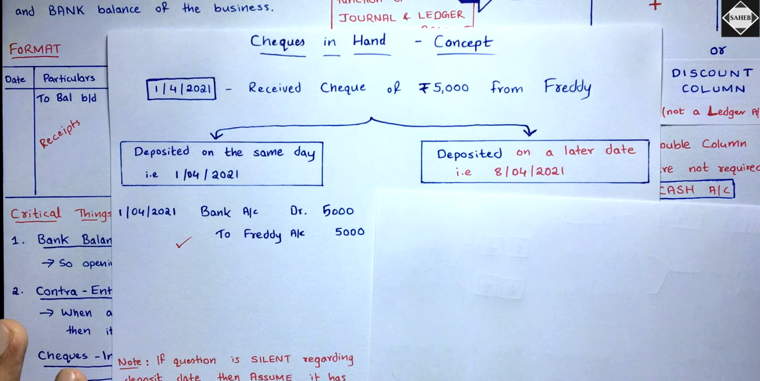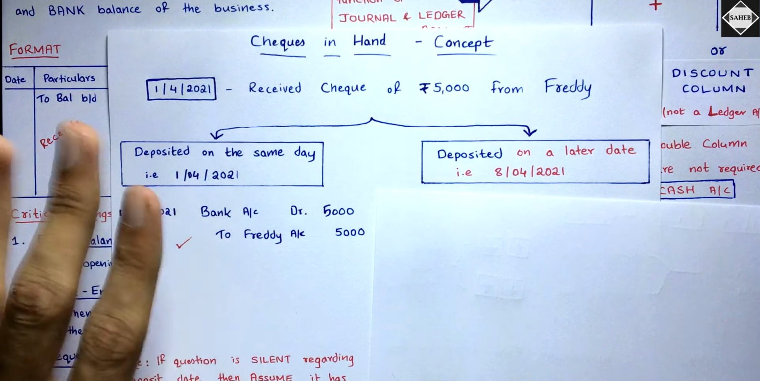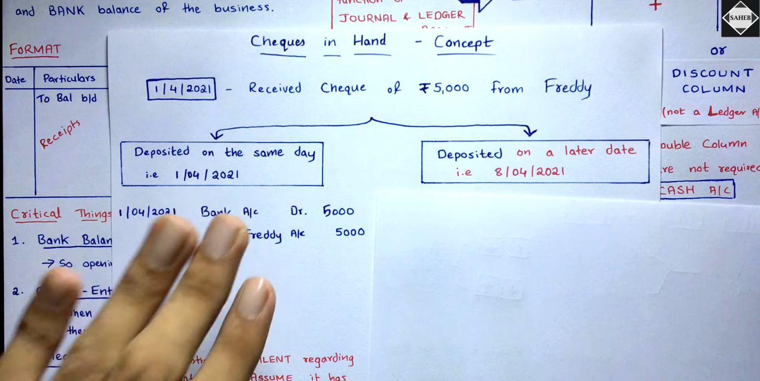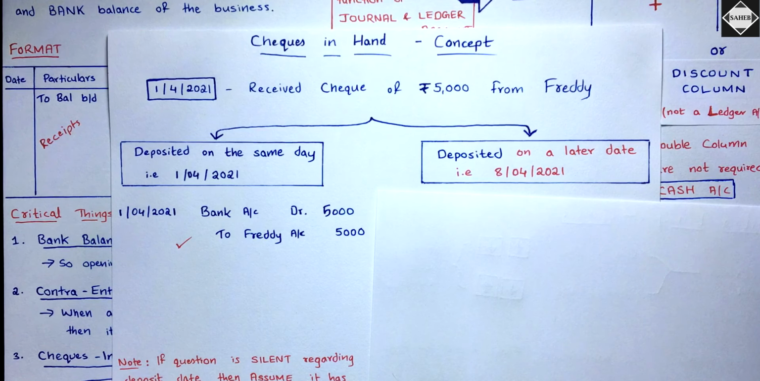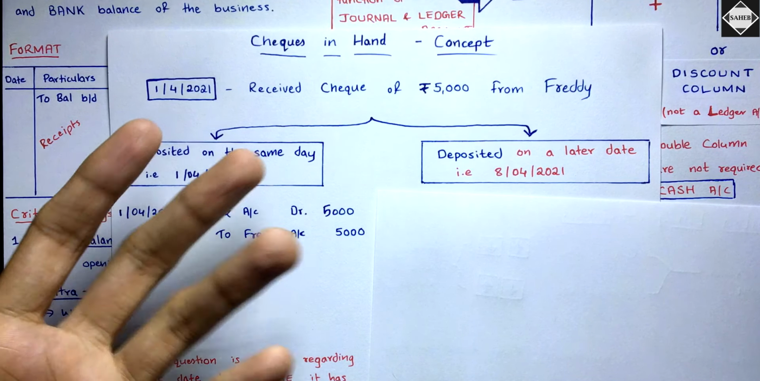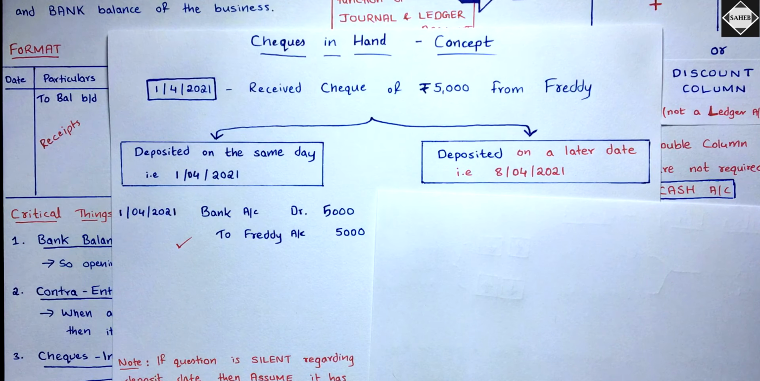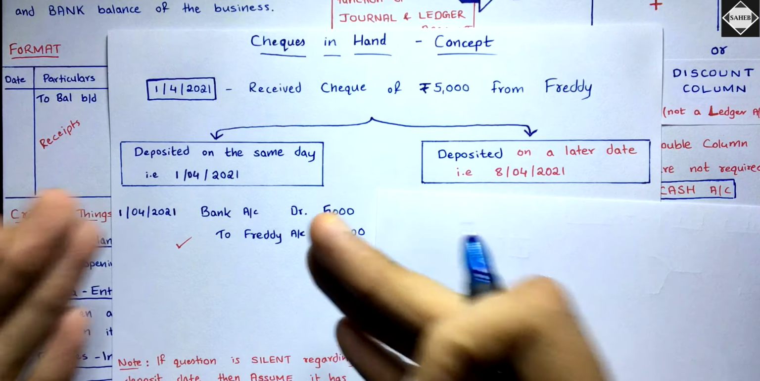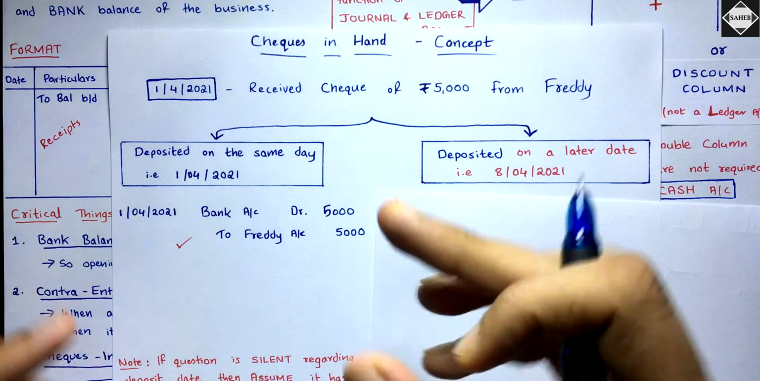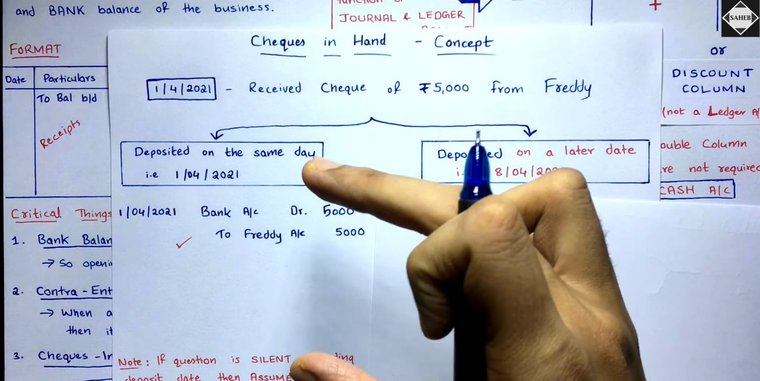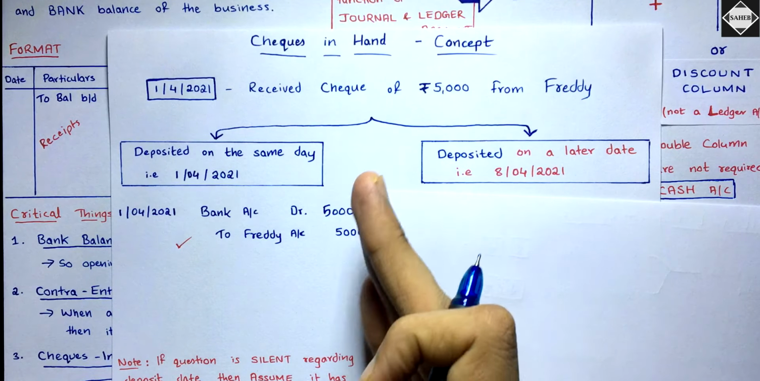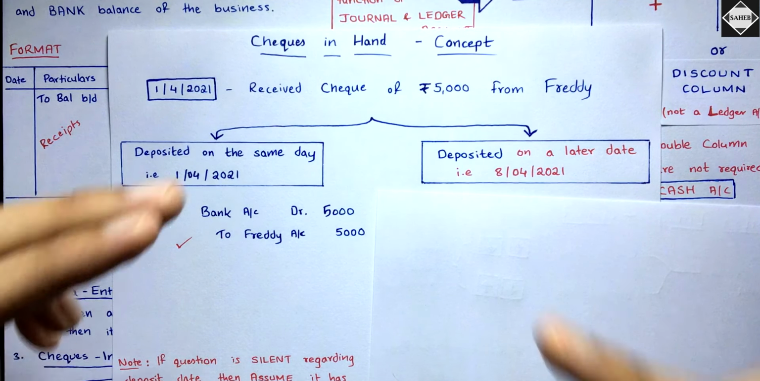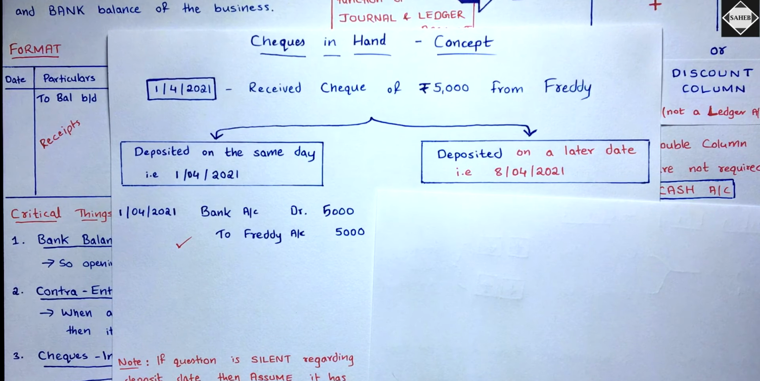Now tell me, if we are preparing the subsidiary books, then will we record this transaction in the cash book? Will we record this? Yes, we will. Why? Because this transaction is affecting the bank balance. So of course, this will be recorded in the cash book. In the double column cash book, in the bank column, you will take this. Debit column of bank, you will take it. Bank account has been debited because of Freddy. That way you will take it. To Freddy it will come in the double column cash book here. Yes, that's what will happen.